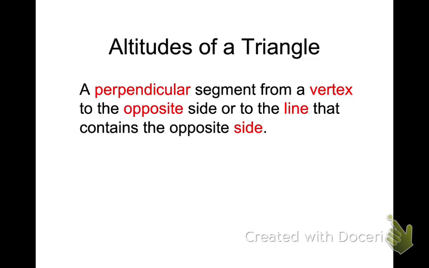Okay, so altitudes need to be the perpendicular segment. Where is that? On the back, and I think it's fill in the blank. A perpendicular segment from a vertex to the opposite side. But then we have this condition that needs to apply for specific triangles: or to the line that contains the opposite side. And that will occur on obtuse triangles, and we'll show you what that looks like.